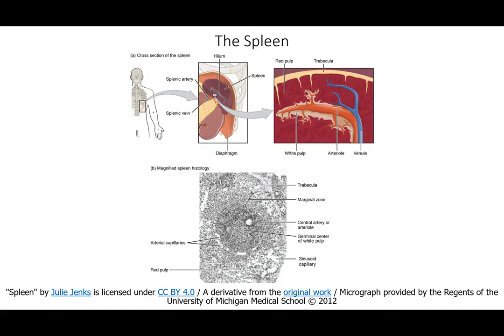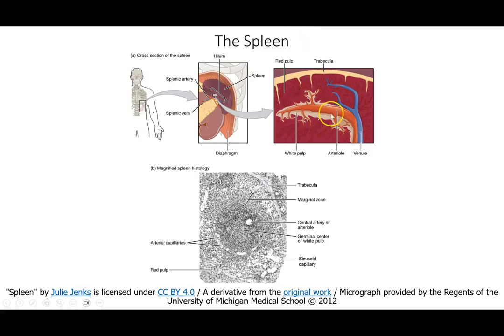Its main job is to get those worn out red blood cells out of circulation, as well as dealing with any bloodborne pathogens that might come through. And so that's the main job of the red pulp.